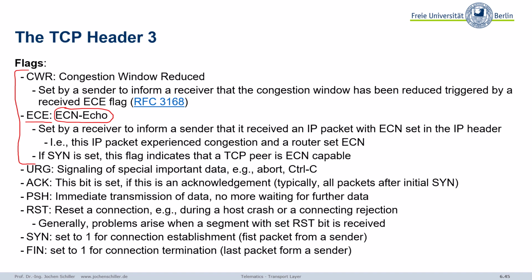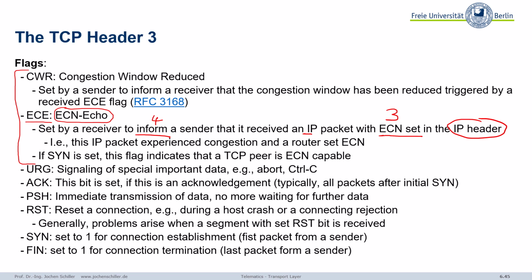So the receiver can send back this ECN echo to a sender and inform the sender that it received an IP packet with this ECN set in the IP header. Whoa! So we have a layer 3 mechanism that now triggers the return of a flag on layer 4. So you see, here we somehow mix those layers. So what does it mean?